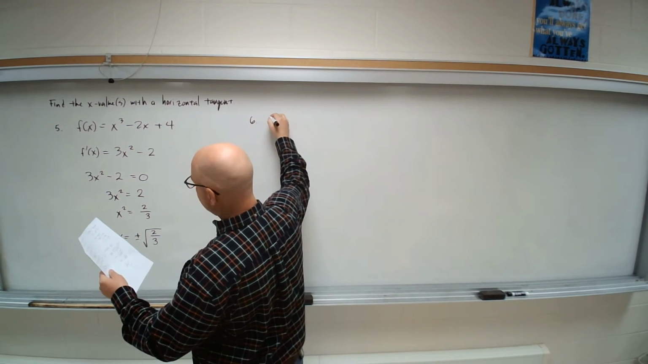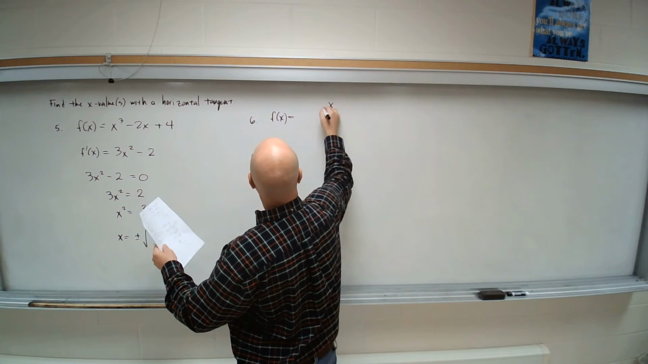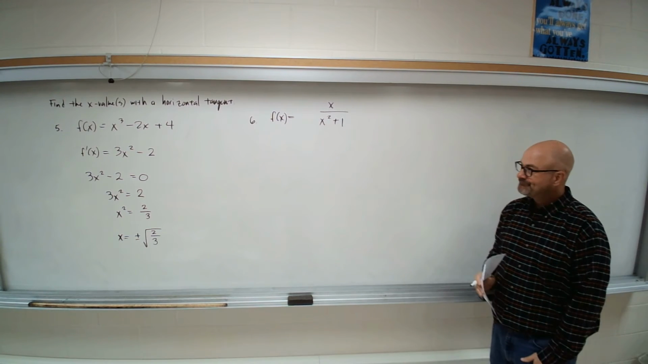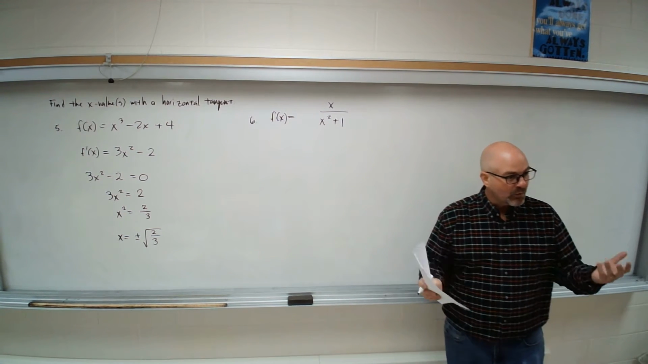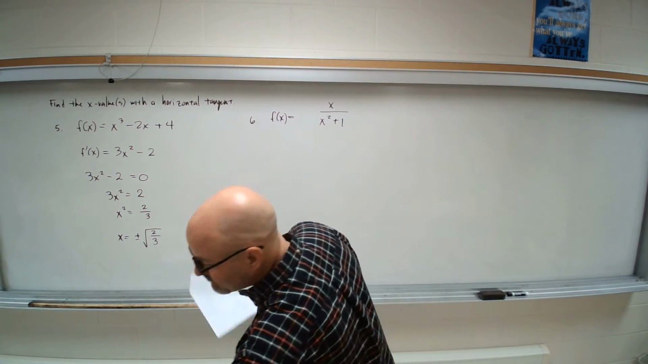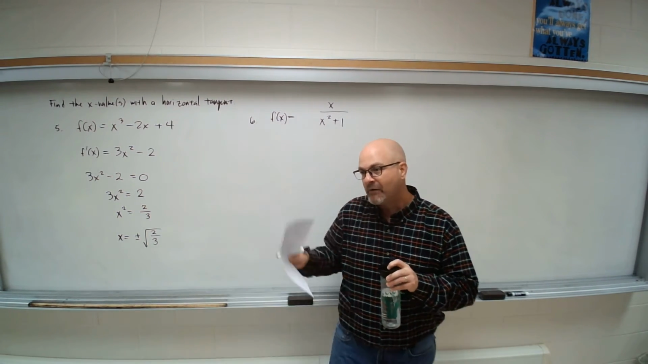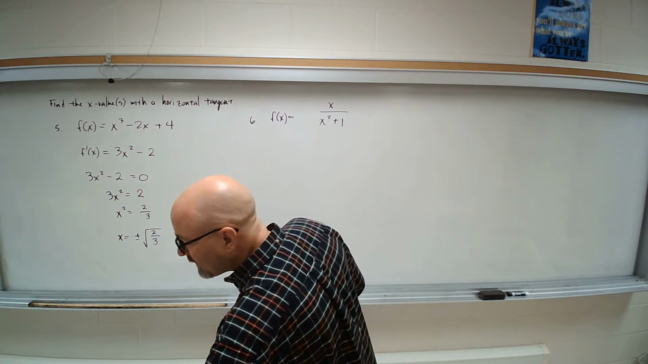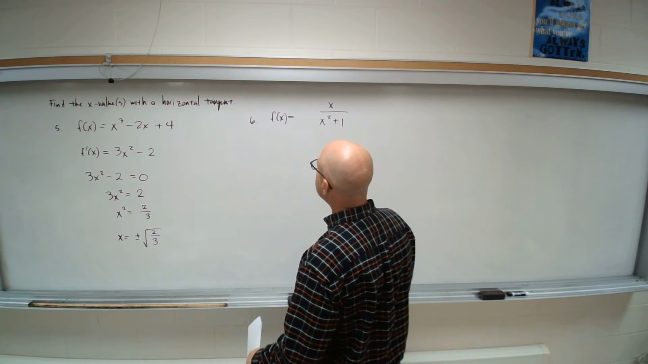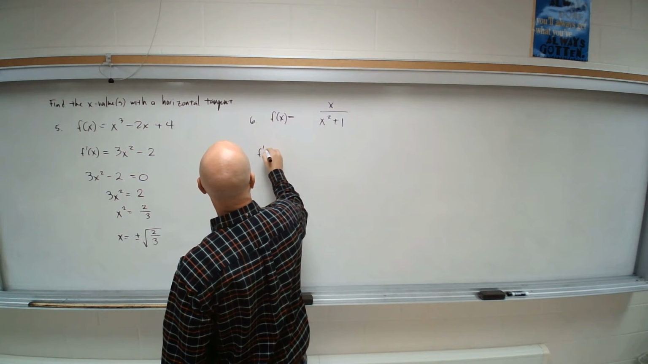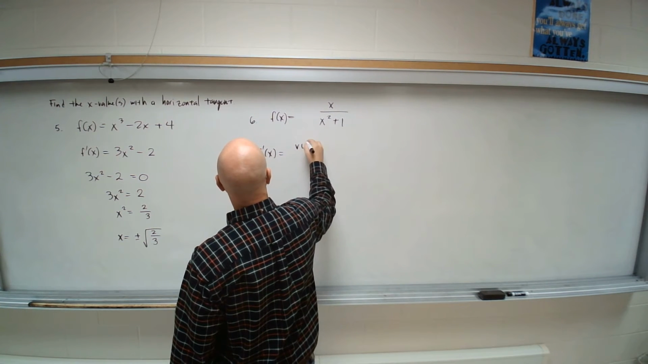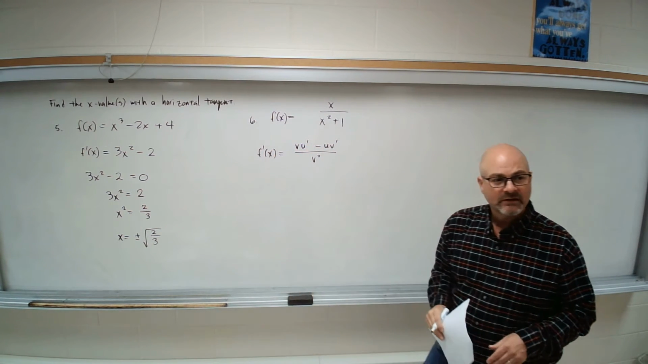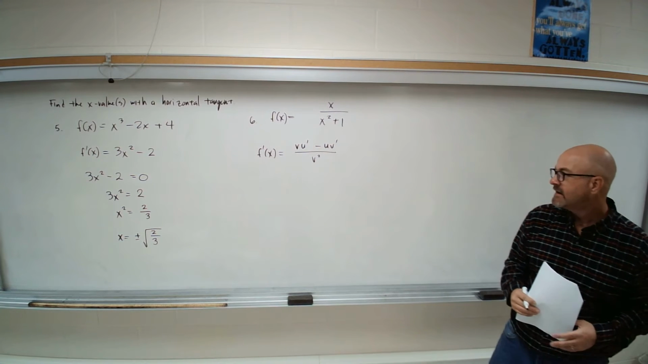6, we have that f of x equals x over x squared plus 1. Unfortunately, we can't rearrange this to avoid the quotient rule. If it was the inverse, you could put each thing over x and that would help, but it's not going to happen here. So we're going to want to use our quotient rule. Just to review that, we have that f prime of x will be vu prime minus uv prime over v squared, where u is the numerator and v is the denominator.